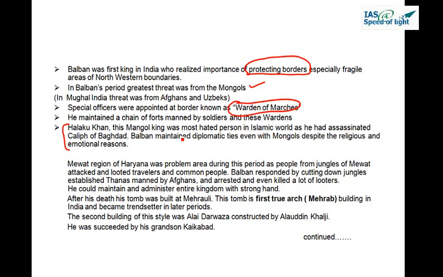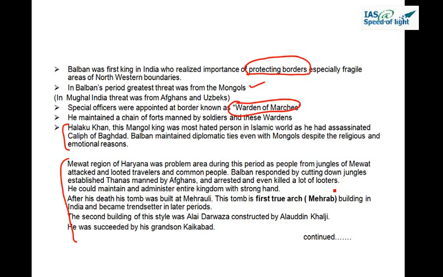We also see the Mewat region of Haryana at that time was having the problem of dacoits, and Balban responded to this by cutting down jungles and establishing police thanas manned by Afghan people, and even arrested and killed a lot of looters.